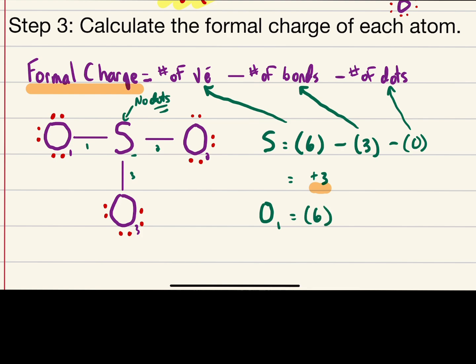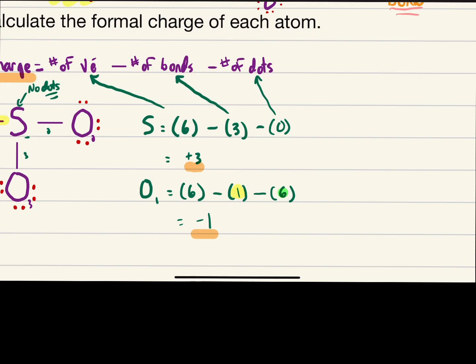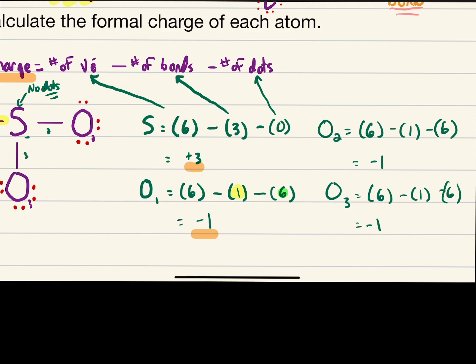Now, each of these oxygens look the same, but we're going to calculate for one of them and then show you that it repeats. In this case, oxygen has 6 valence electrons. It's going through 1 bond, and then minus, there are 6 dots, which I've highlighted here around the oxygen. And so when we tally this up, we get a formal charge of -1. And since the other oxygens follow the same pattern, all the numbers are going to be the same, right? They look exactly the same. So the second oxygen is going to have 6 - 1 - 6, that gives us -1. And the third oxygen also gives us 6 - 1 - 6, which is equal to -1.